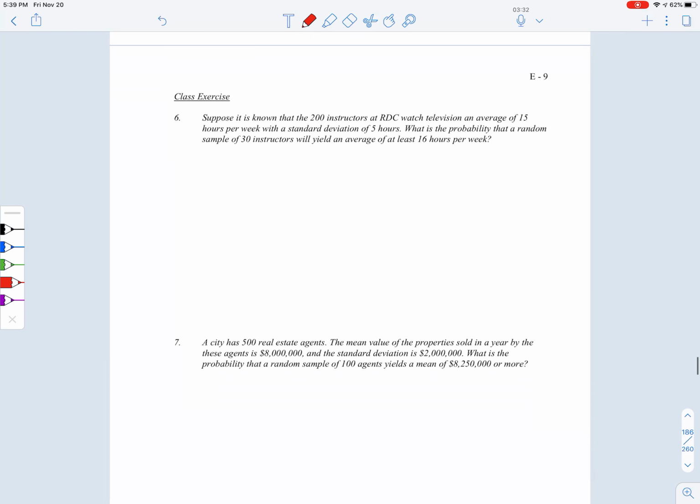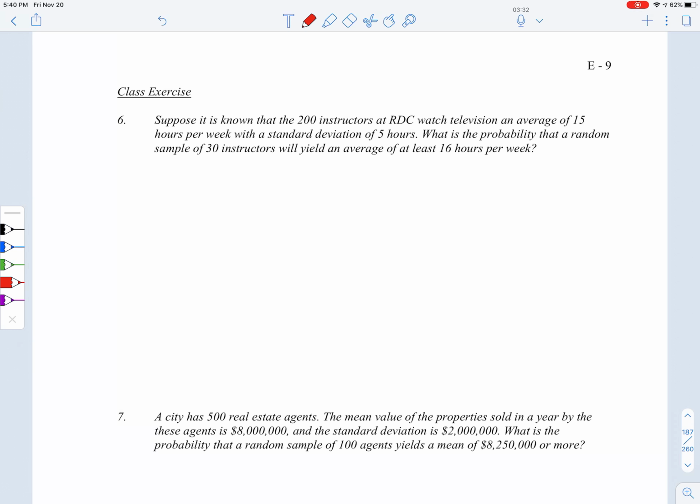Let's take a look at an example, and then I'll leave the other one for homework. So page E9: suppose it is known that the 200 instructors at RDC, by the way, it's actually much larger than that, but in terms of full-time and so on, it might be close to that. So there's 200, it would be big N here. Watches television an average of 15 hours per week with a standard deviation of 5 hours. What is the probability that a random sample of 30 instructors will yield an average of at least 16 or more?